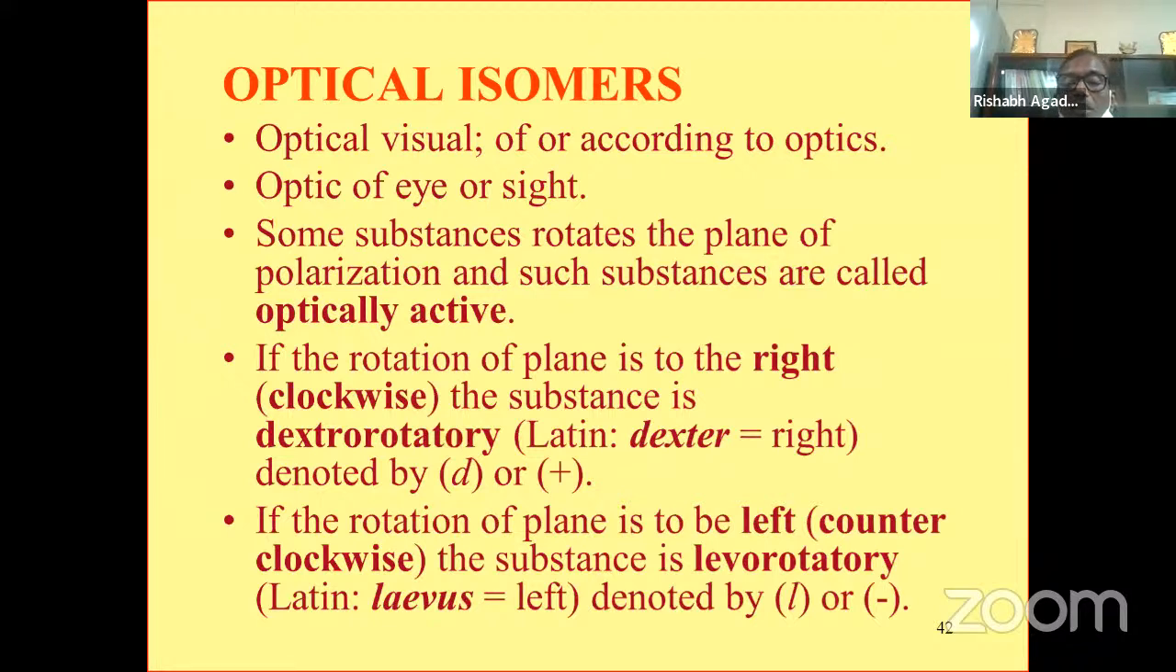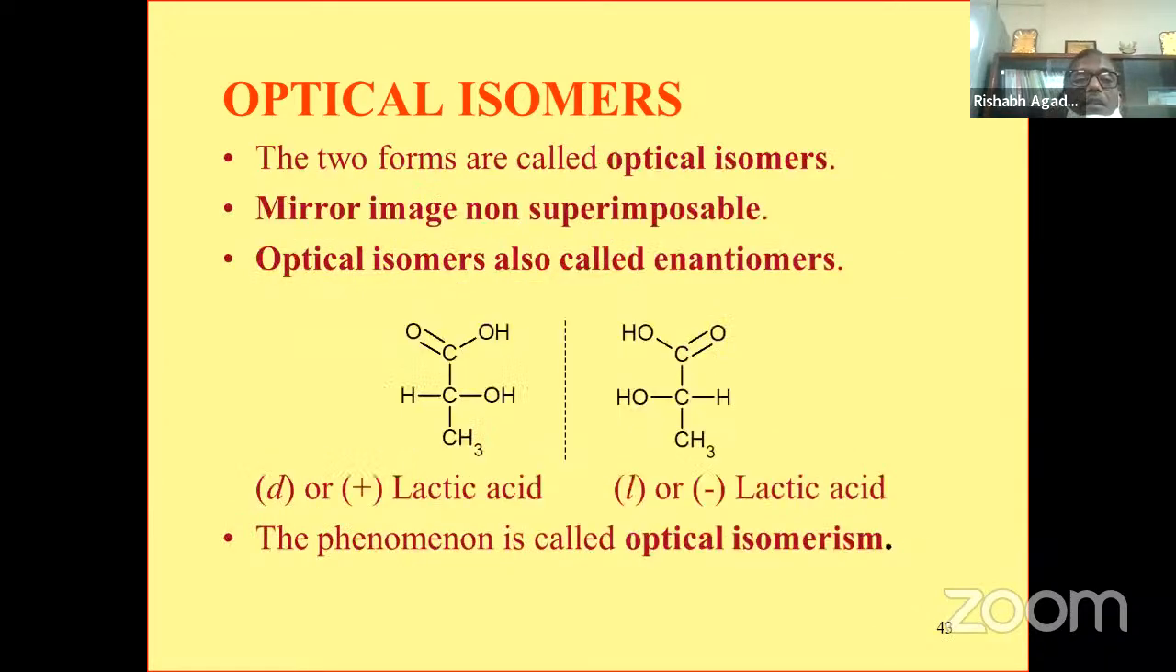If the rotation of the plane is to the left, counterclockwise, the substance is levorotatory, levus meaning left, and it is denoted by an italic l in brackets or a negative sign. It is very clear. So based on that, no confusion should be there while designing the stability testing of molecules, taking into account the stereochemistry. Now the two forms are called optical isomers. They are non-superimposable mirror images, and optical isomers are also called enantiomers.